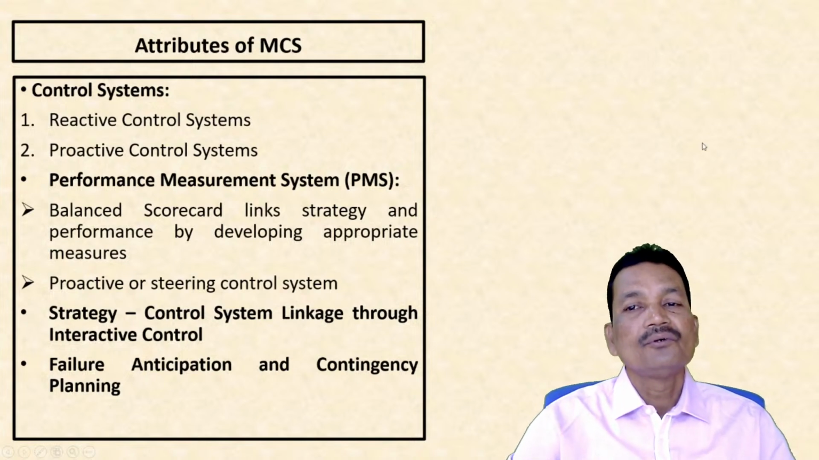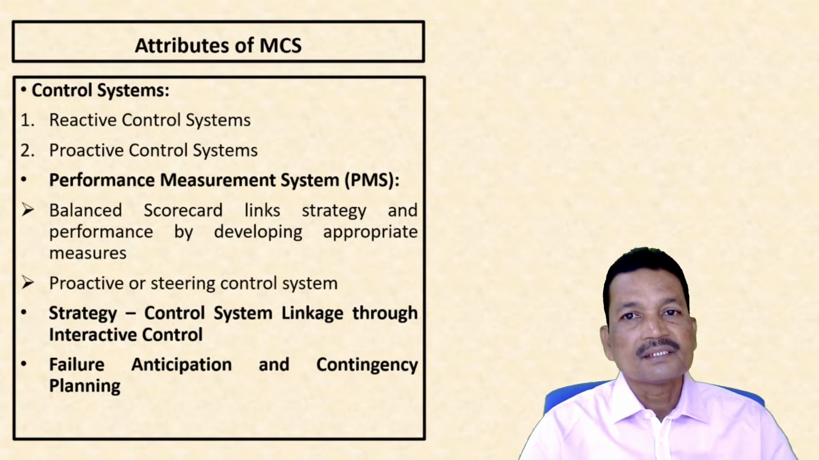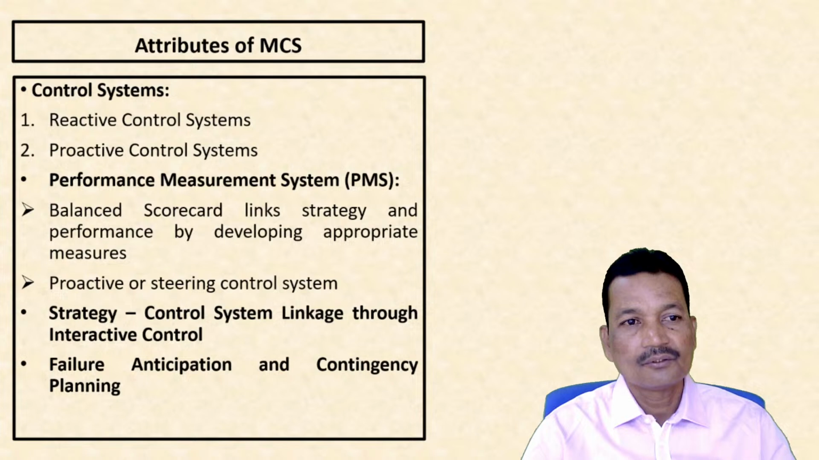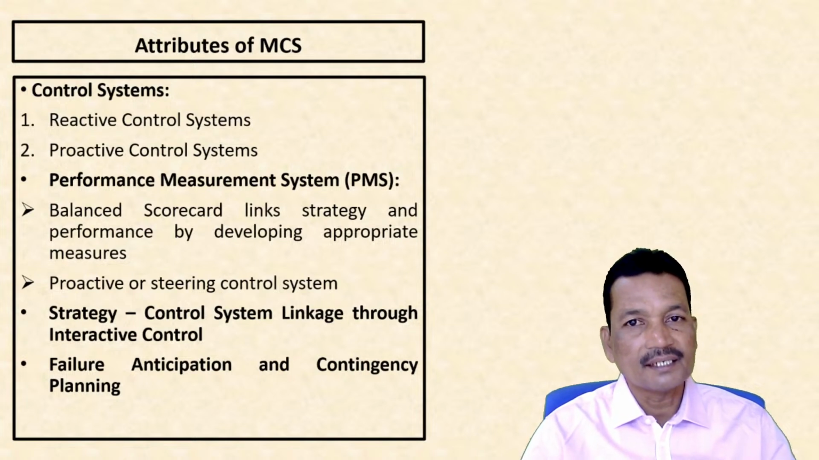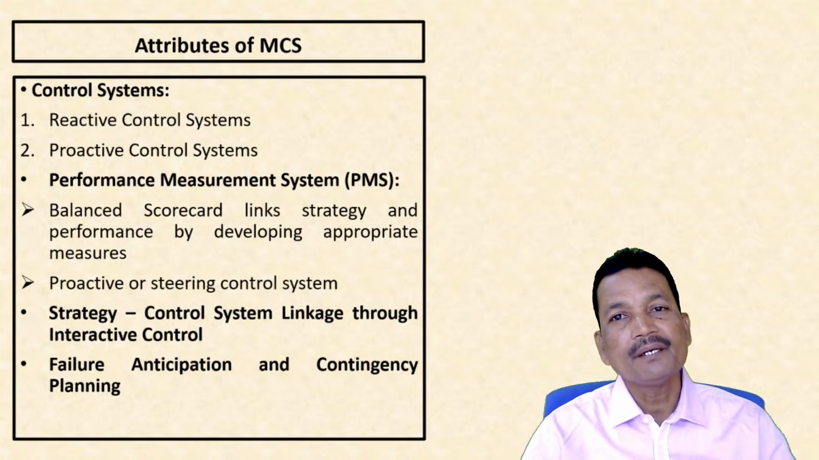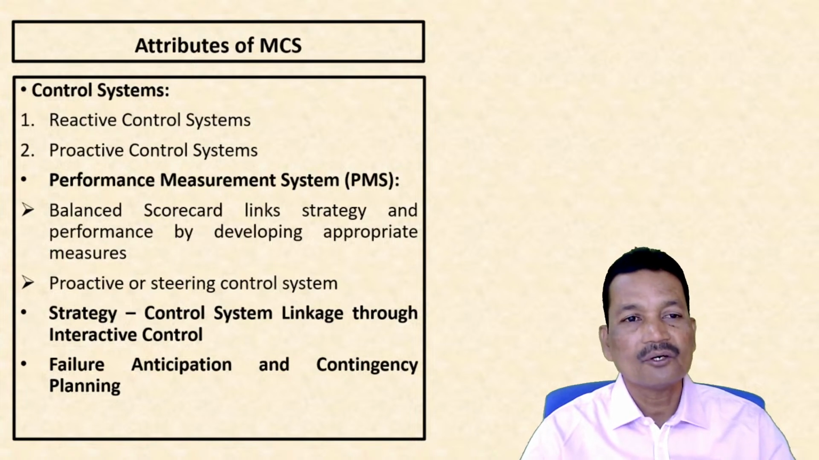Now, what are the attributes, or we can say features, of a management control system? When we are talking of MCS, that means the control systems, we have two kinds of control systems. One is the reactive control system, another one is the proactive control system. Let us understand what a reactive control system is and what a proactive control system is.